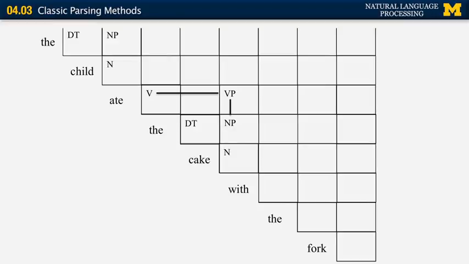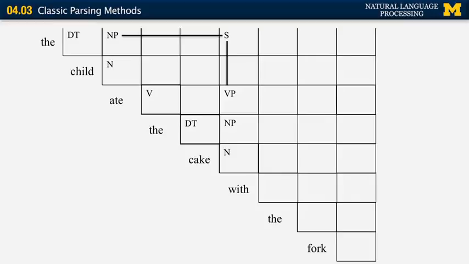So this is what you see on the screen now. And we can also go all the way up to the cell that goes from the to cake. In this case, we can build a sentence right there. And this sentence consists of the noun phrase the child and the verb phrase ate the cake.